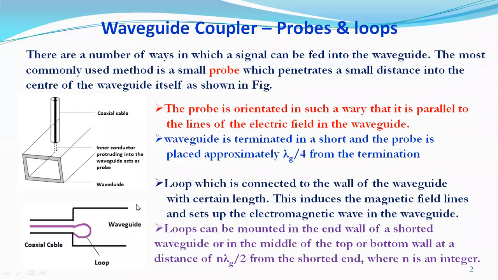So another way to give a signal to the rectangular waveguide is loops. Loops we are inserting at the edges of the rectangular waveguide. So here it is n lambda g by 2 from the shorter end, where n is an integer. These loops are parallel to the magnetic field lines. So loops are parallel to the magnetic field lines, and probes are parallel to the electric field lines. So these two are the waveguide couplers, to feed the input to the rectangular waveguide for transmission purposes, right?